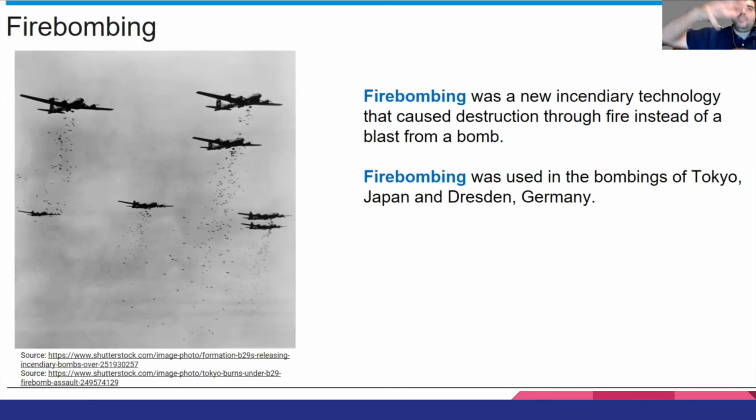Let's be more specific. Firebombing. Firebombing was a new incendiary technology that caused destruction through fire instead of a blast from a bomb. Firebombing was used in the bombings of Tokyo, Japan, and Dresden, Germany. I'm talking total destruction of cities, where the bomb would explode and then light the rubble or remaining structure on fire, which would turn to ash. And you can see, if you do some research of the results of firebombing in Tokyo, Japan, and Dresden, Germany, you can see visual images of total annihilation of major cities and farmland in the rural areas.